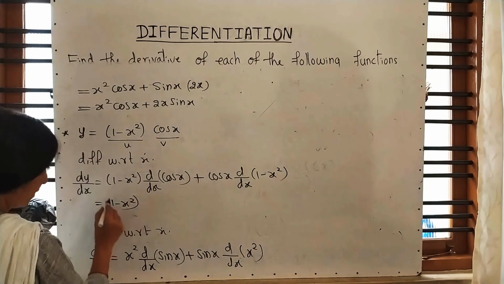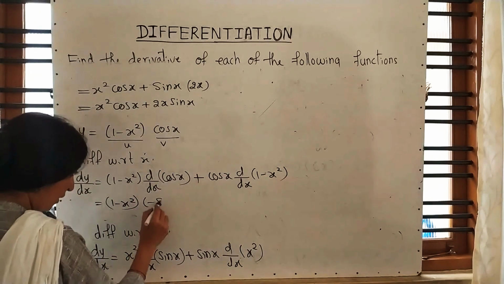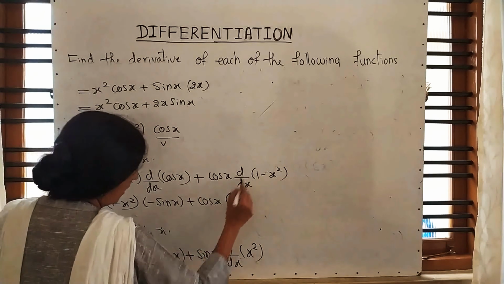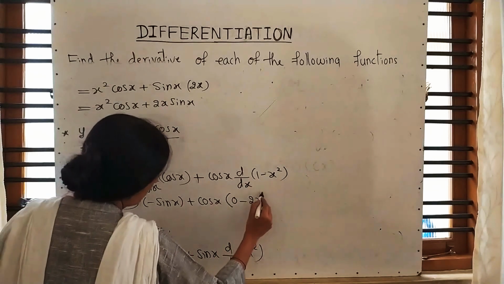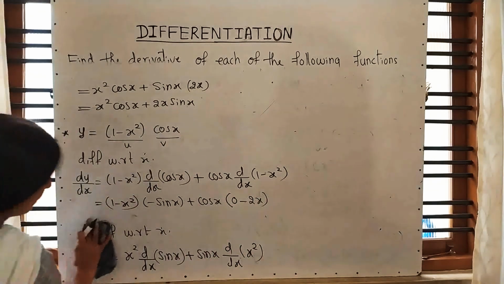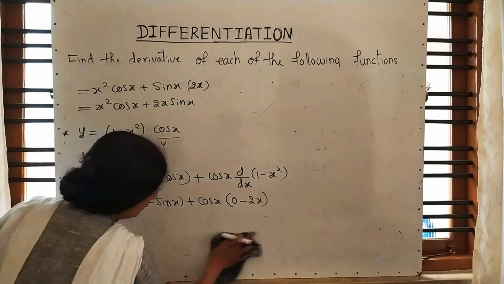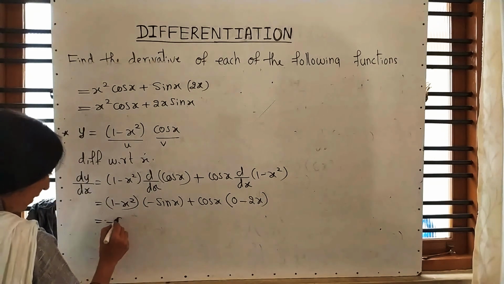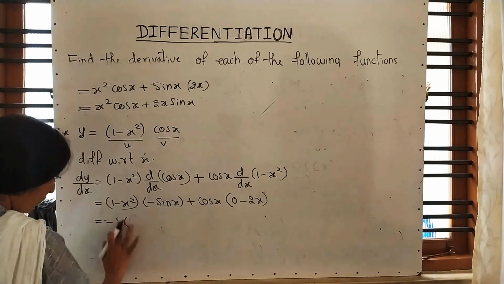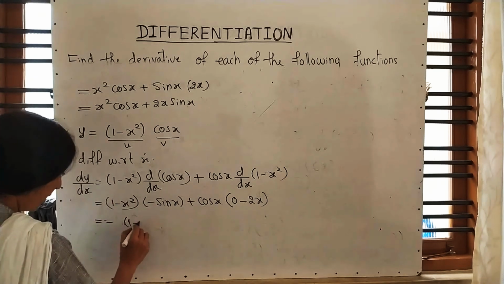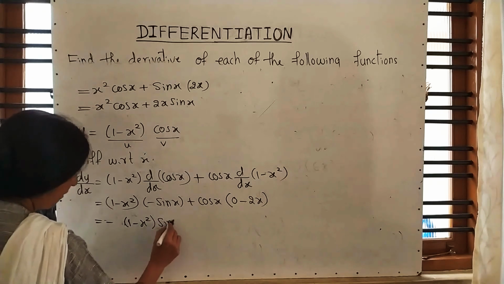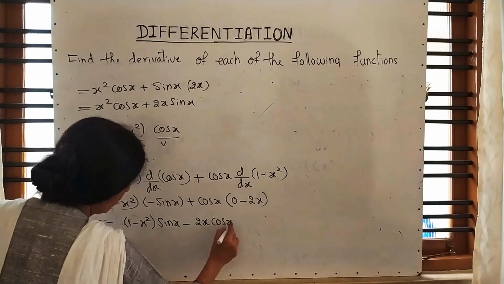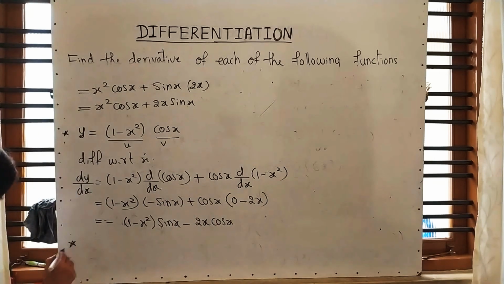This is 1 minus x square. What is differentiation of cos x? Minus sin x. And it is 0 minus 2x. So I am writing the next simplified steps here. This time writing minus, I took minus here, 1 minus x square into sin x, and this plus into minus is minus 2x into cos x. Next question.